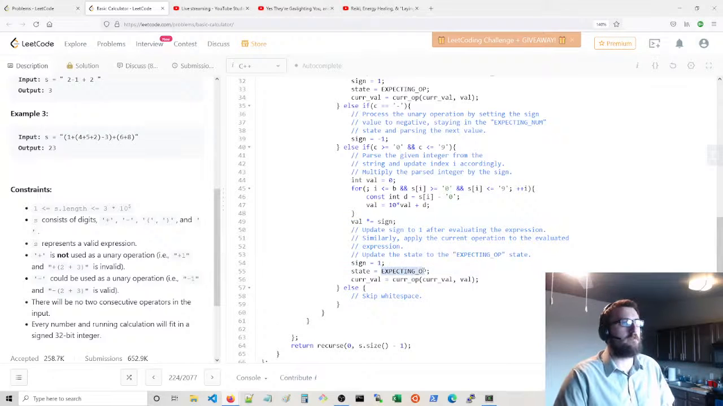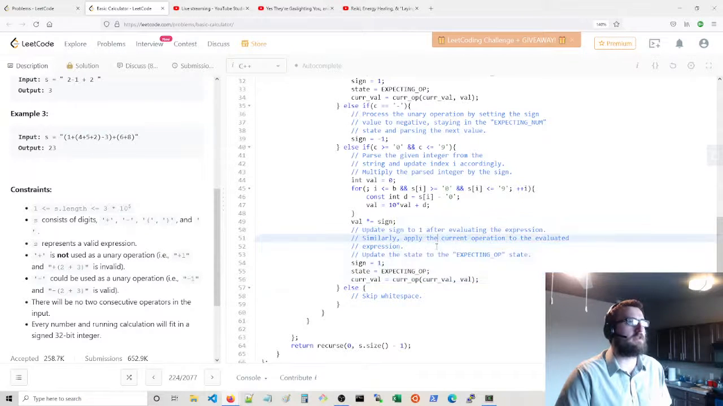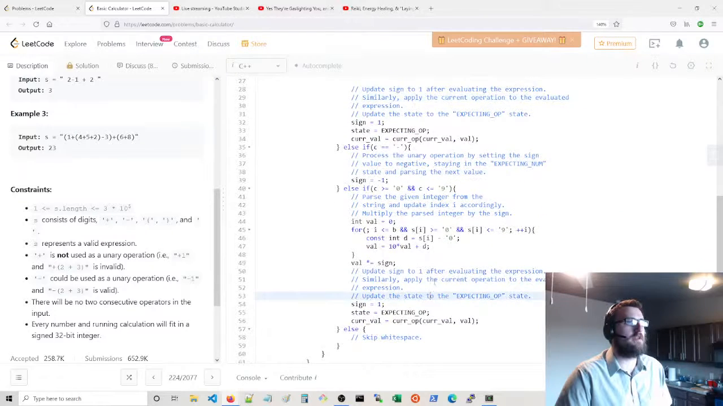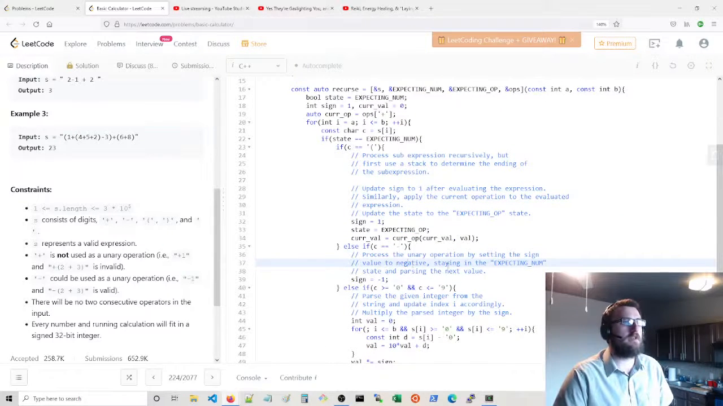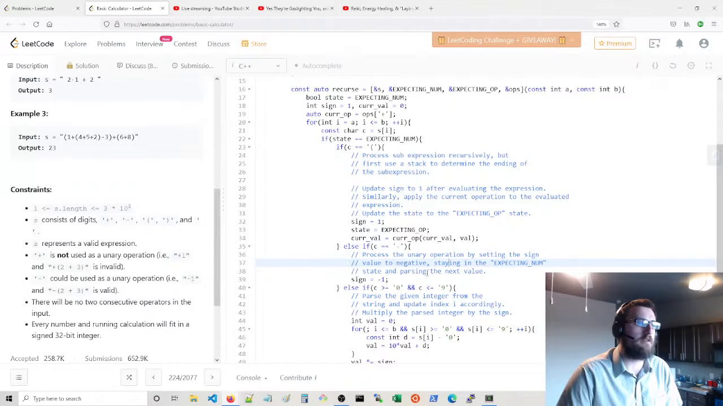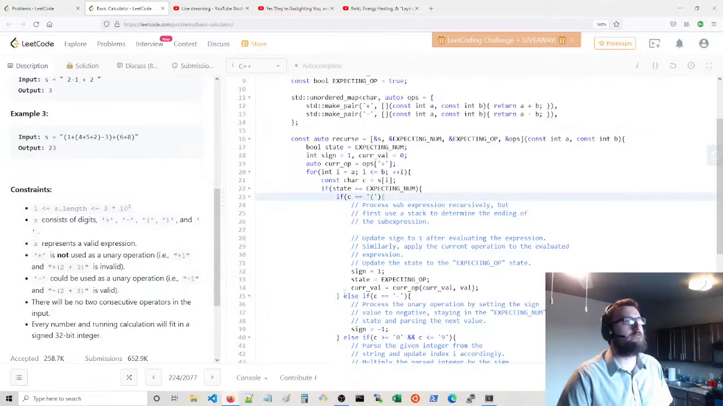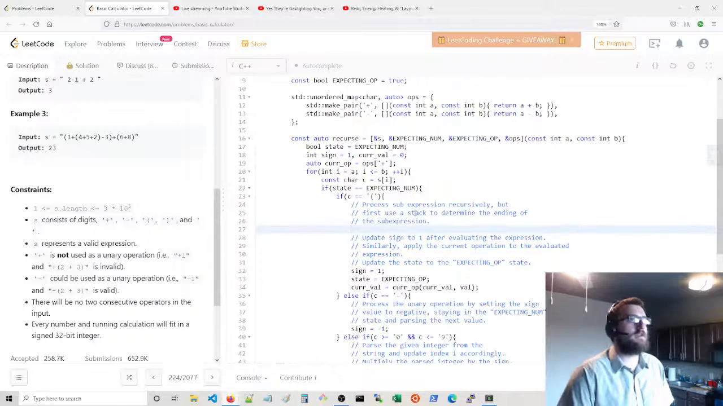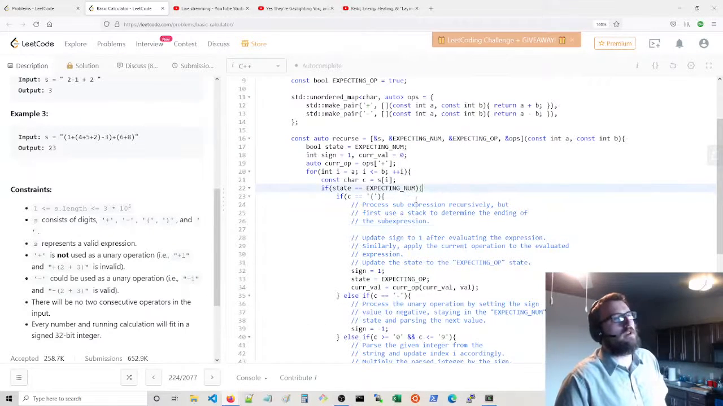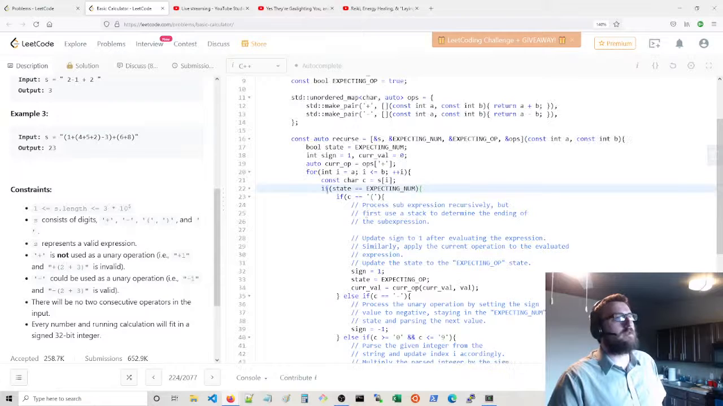Okay. State, we're now expecting an operation, and our current value is now going to be the current operation on current value. Yeah, so this part is going to be the same on both sides here. Here, you set the sign value to negative, staying in the expecting num state and parsing the next value. Right, so we'll do that. What else did you do? Okay, so we still have to process the sub-expression recursively. And we also need to say we're expecting the other side. We're expecting an operator. What do we do there?